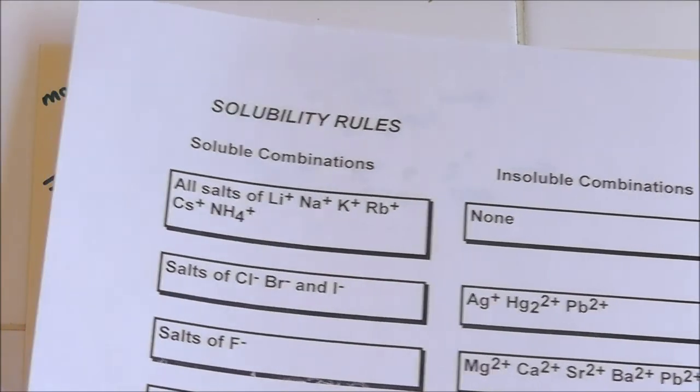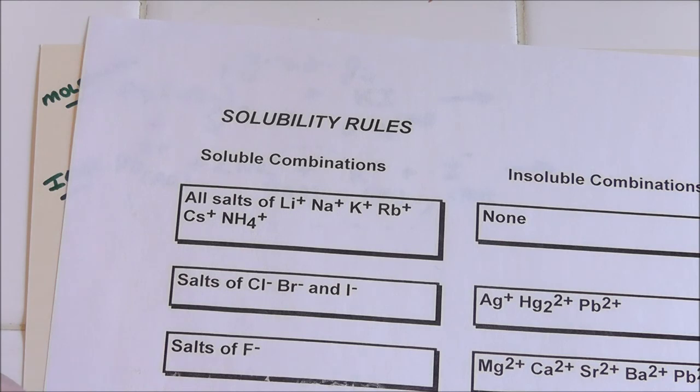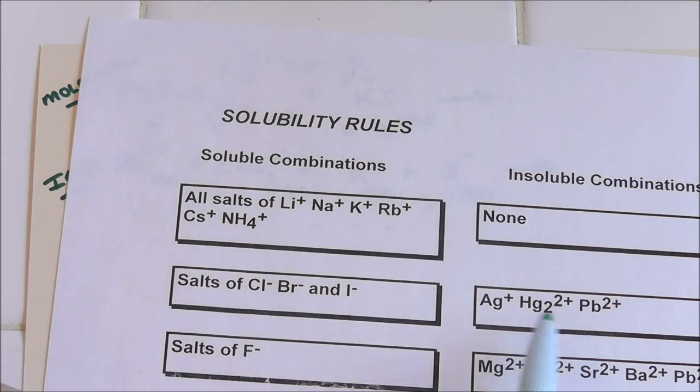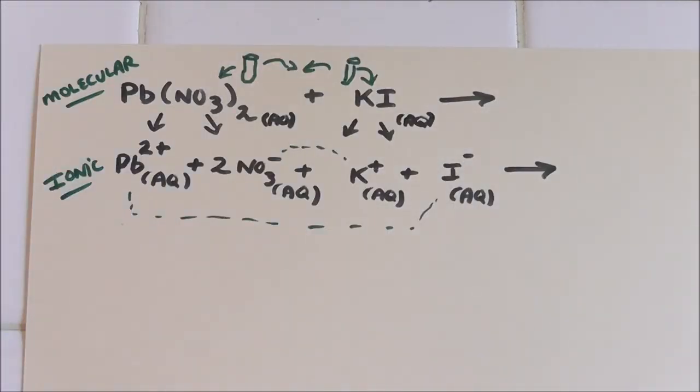So let's do the first part. Lead and iodide. Hey, right there. Lead is an insoluble combination with iodide. Now there's a problem going on here. Can you see what that is? I can't combine a lead 2+ with an I-. There's no PbI. It could be PbI2.